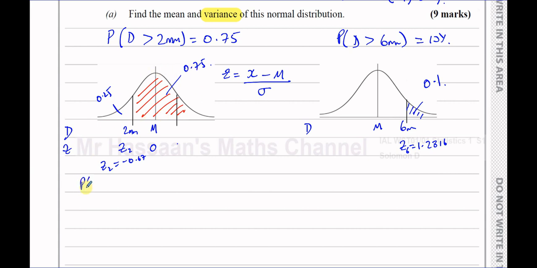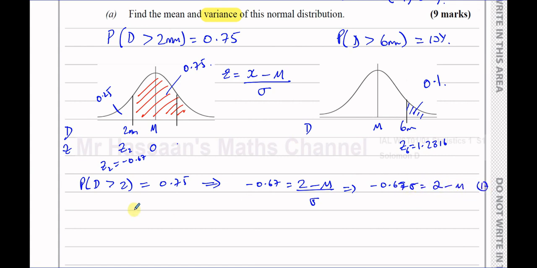So I can say the probability that the diameter is greater than 2 millimeters equals 0.75 leads us to the equation where we have the z value is minus 0.67 equals x, which is 2, minus the mean over the standard deviation, which leads us to saying negative 0.67 times sigma, the standard deviation, is equal to 2 minus mu.